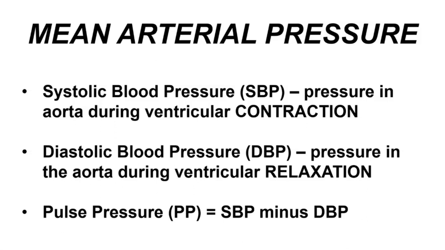We can also determine the pulse pressure, which is the systolic blood pressure minus the diastolic blood pressure. Therefore, the pulse pressure is the difference between the systolic and diastolic pressures. If we have an average systolic blood pressure of 120 millimeters of mercury and an average diastolic blood pressure of 80 millimeters of mercury, a typical pulse pressure would be 120 minus 80, which is equal to 40 millimeters of mercury in that example calculation.